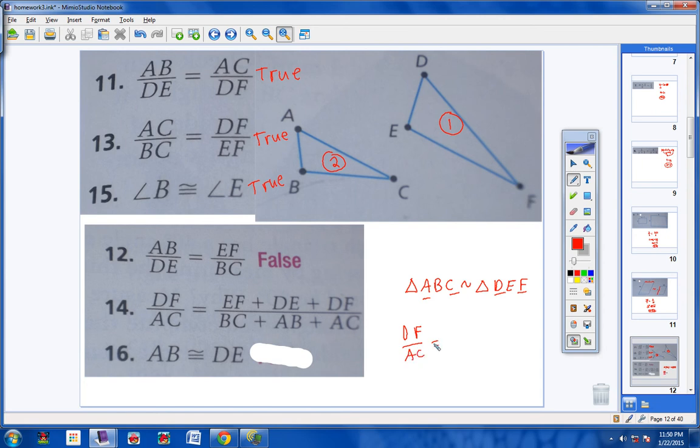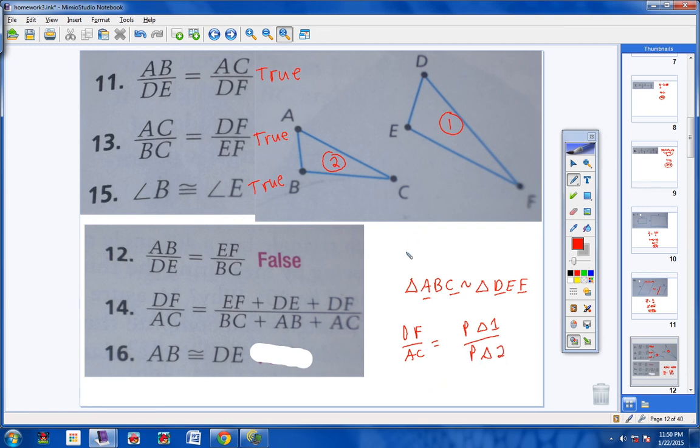Now look what they put next. Notice what's up top here, DF. So we put the perimeter of this triangle. Look, EF plus DE plus DF. So we basically have the perimeter of triangle 1 over, look, BC plus AB plus AC. So we have the perimeter of triangle 1 over the perimeter of triangle 2. Well, students, that's true.